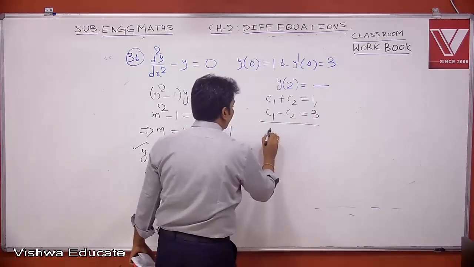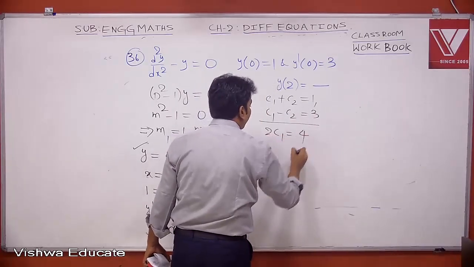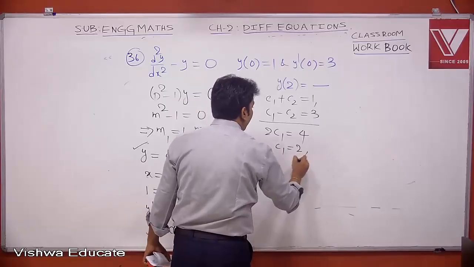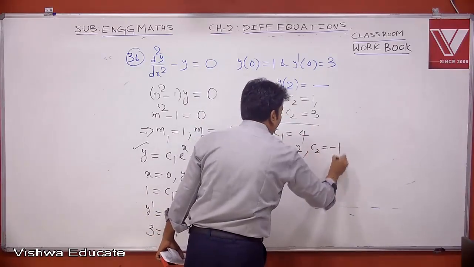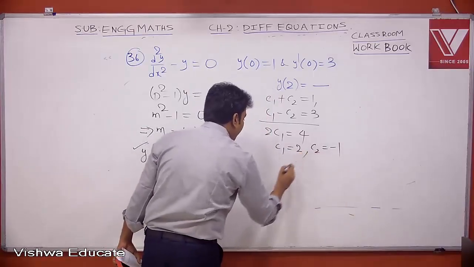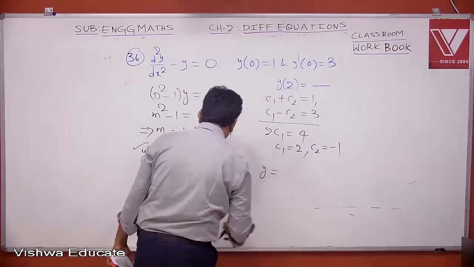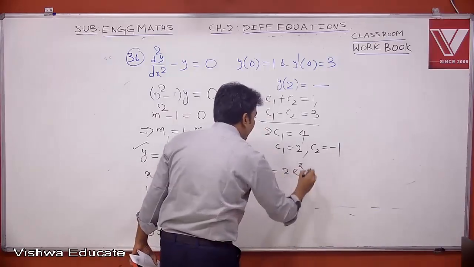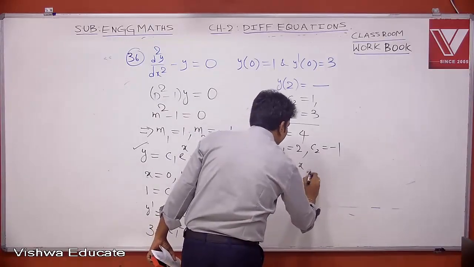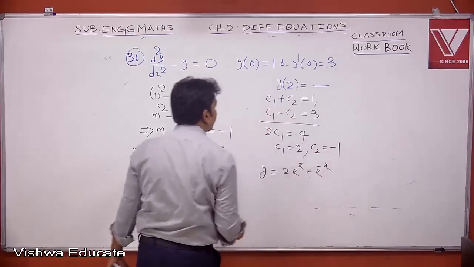Let us add these two equations. We get 2c1 equal to 4. So c1 equal to 2. When c1 equal to 2, this c2 must be minus 1. Therefore, I got the values of c1 and c2. Therefore, y equal to c1 is 2, so it is 2 e power x plus c2 means minus 1, so it is minus e power minus x.